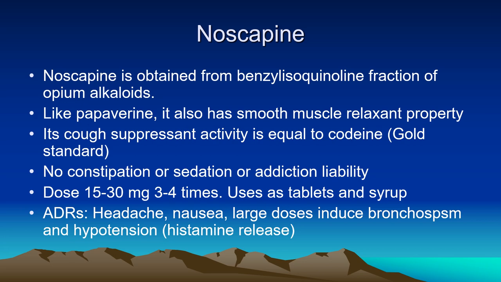It is currently the most commonly used drug, as tablets of 15 to 30 milligram 3 to 4 times daily and also in cough formulas. It may cause adverse effects such as nausea and headache. Large doses may induce bronchospasm and hypotension due to histamine release. So this should be kept in mind.